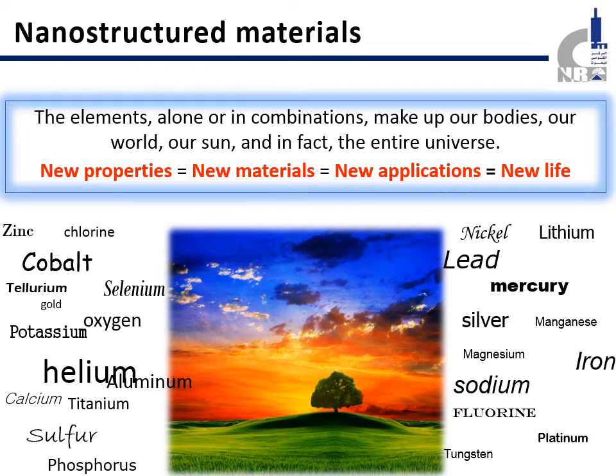Looking at our life, everything on the earth has special characteristic properties: color, smell, taste, reactivity, based on their constituent elements. For that, the elements alone or in combination could represent anything in the world: our bodies, our sun, our world, and the entire universe. So if you want to get new properties, we must find new materials, and at that time we can get new applications with new technology.